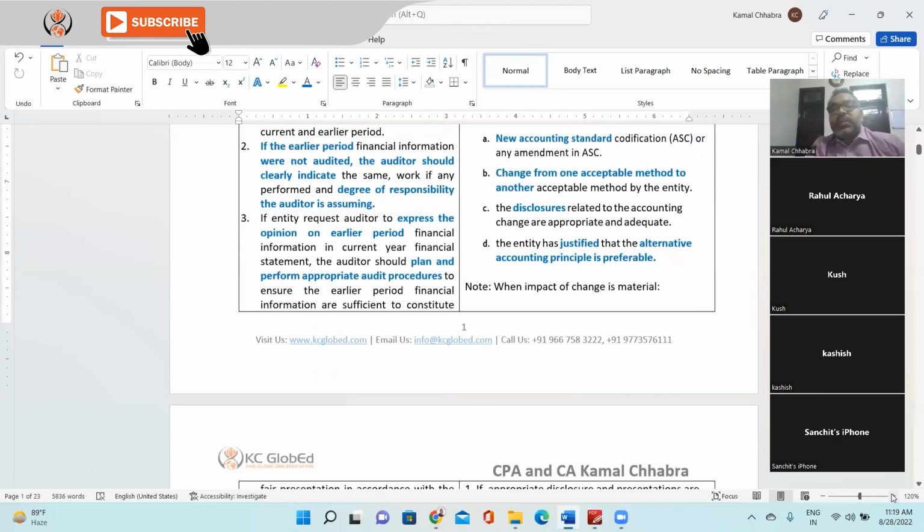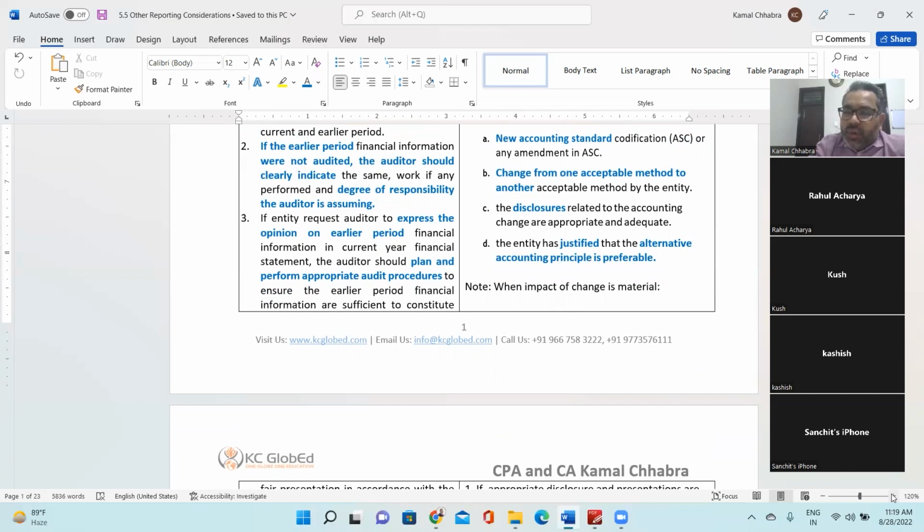Right. Third is, if the entity requests the auditor to express an opinion on the earlier period. If the entity has engaged you to conduct the audit of the current year and they request you to audit the previous year numbers also and give a consolidated opinion, or you can say give an opinion on the comparative financial statement.